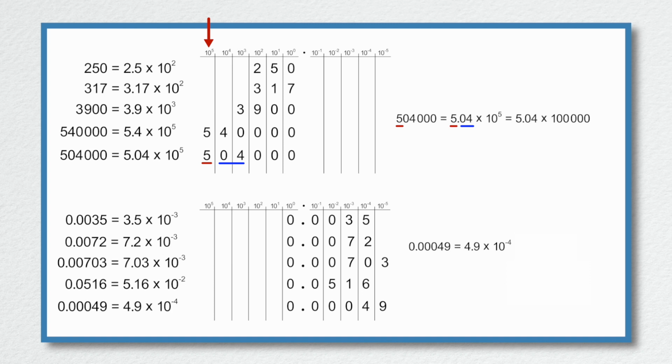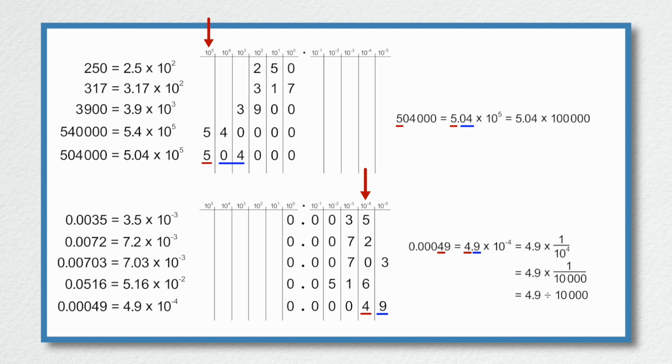And if we had 0.00049, the digit 4 was in the 10 to the power of minus 4 column. And so we end up with 4.9 multiplied by 10 to the power of minus 4, where this 9 is this digit here. And of course, what this means is 4.9 multiplied by 1 over 10,000, which is also equivalent to 4.9 divided by 10,000. So writing numbers in standard form is basically writing numbers as a multiplication, or in the case of negative powers, a division.